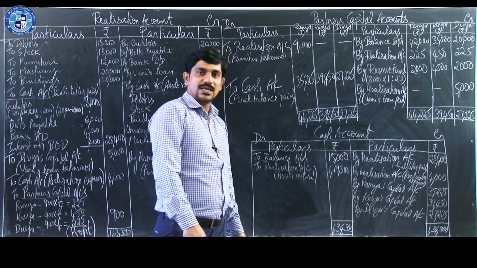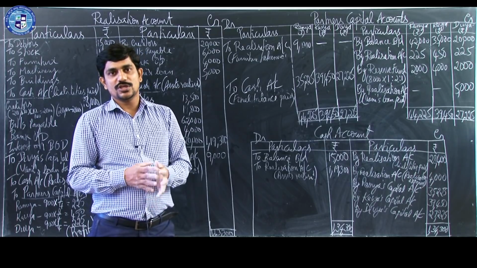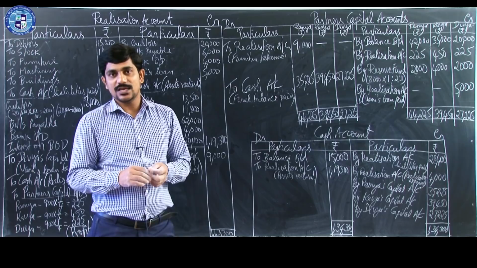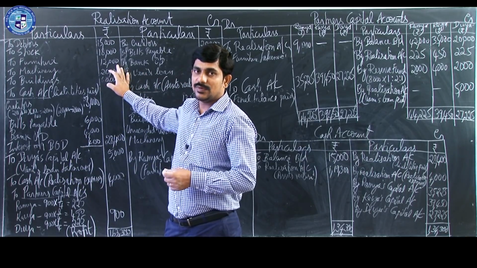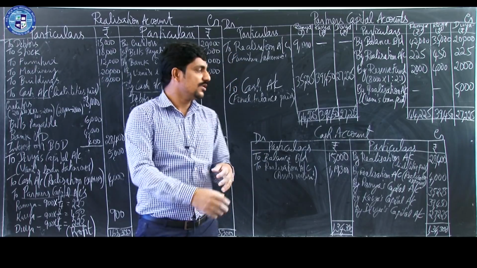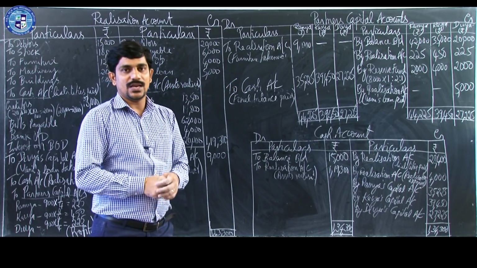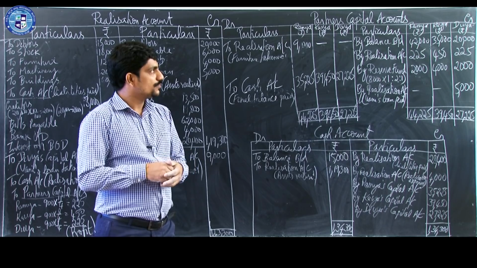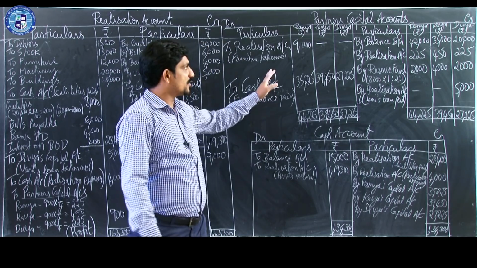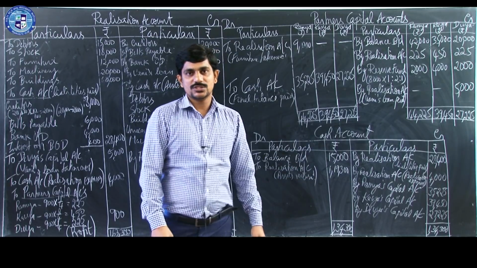And no balance sheet is prepared here. Remember, in the dissolution of a partnership firm, no balance sheet is prepared because you are closing the business and closing all the assets and liabilities. So the assets and liabilities are not there, so you cannot prepare a balance sheet. So I hope all of you understood how to prepare realization account, partners' capital account and cash account.